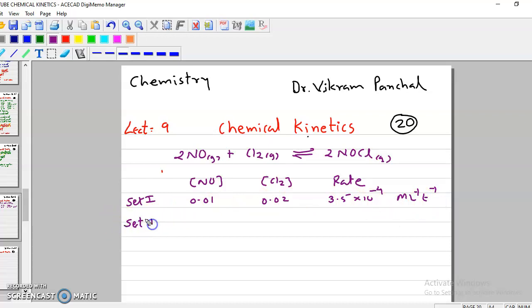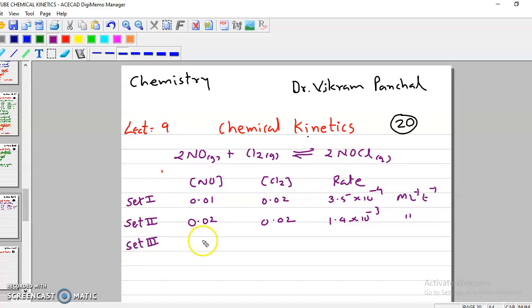Set 2, in which we want to find X, that is the order of reaction of nitric oxide. So we change the moles of nitric oxide and keep the moles of chlorine the same, and we see what is the effect on the rate of reaction. It was found to be 1.4 into 10 raised to minus 3. So here the rate is changing. That means X is not equal to 0.